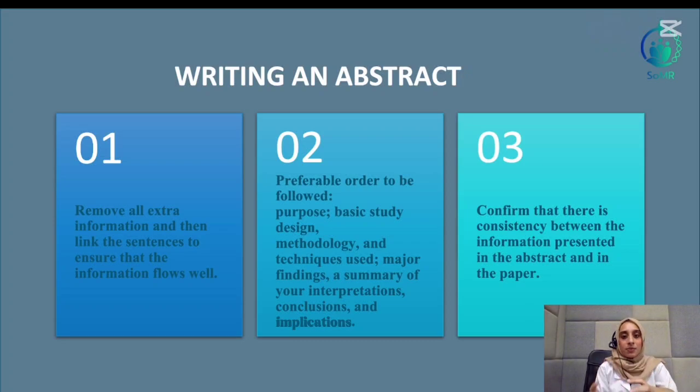Now, take those remaining sentences and link those using connectors. And then you can organize these sentences according to the basic study design, purpose, methodology, major findings, summary, interpretations, conclusions, and then followed by the implications. Make sure that there is consistency in the information between your abstract and your paper. There shouldn't be any new information in the abstract that has not been mentioned in the paper. The conclusions stated in your abstract should also match the conclusions in your research paper.